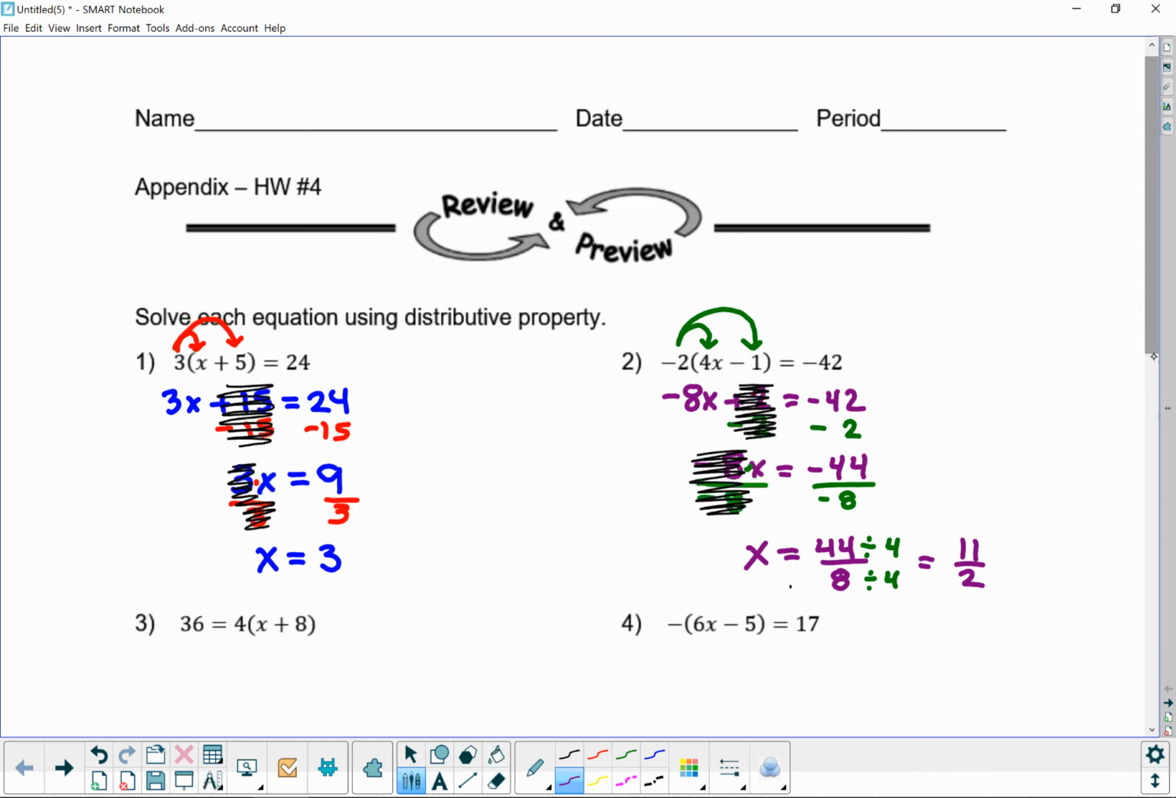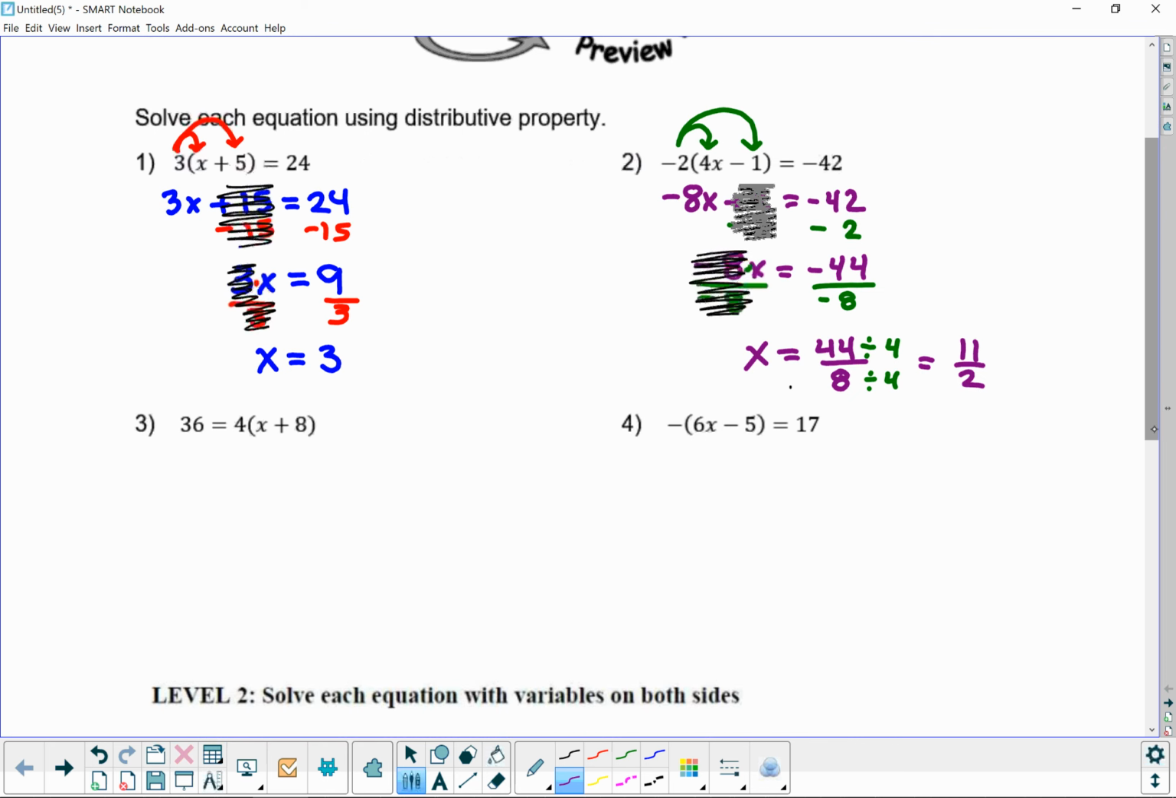So the next one, number 3, use red and blue again. We're going to use distributive property. We'll do 4 times x and 4 times 8. So we're going to copy 36 down. 4 times x is 4x. 4 times 8 is 32. And again, we're going to combine the like term, which is 36 and 32, but you can't just combine it like that.